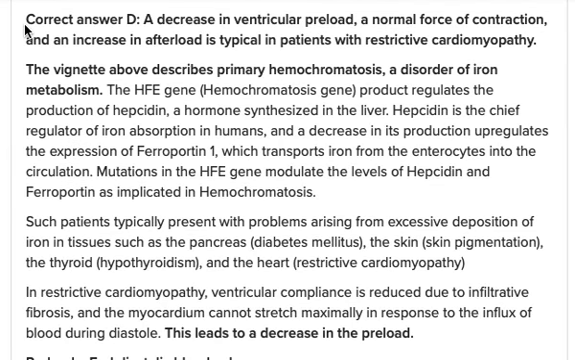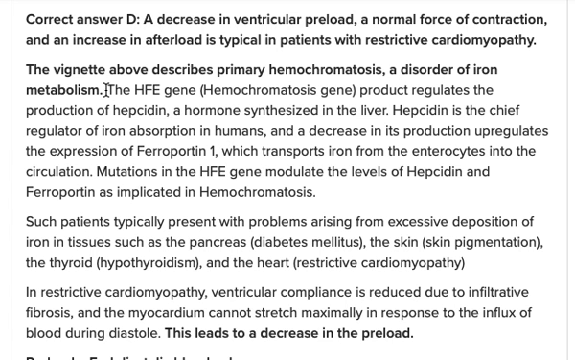The correct answer is D. A decrease in ventricular preload, a normal force of contraction, and an increase in afterload is typical in patients with restrictive cardiomyopathy. The vignette above describes primary hemochromatosis, a disorder of iron metabolism.